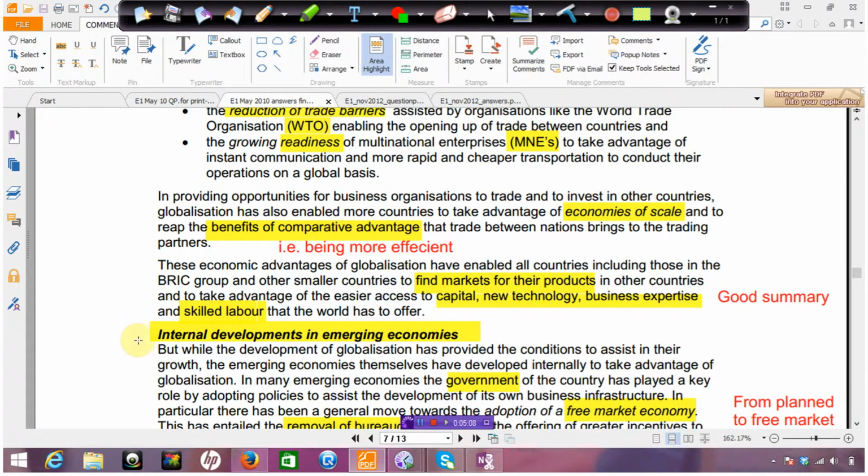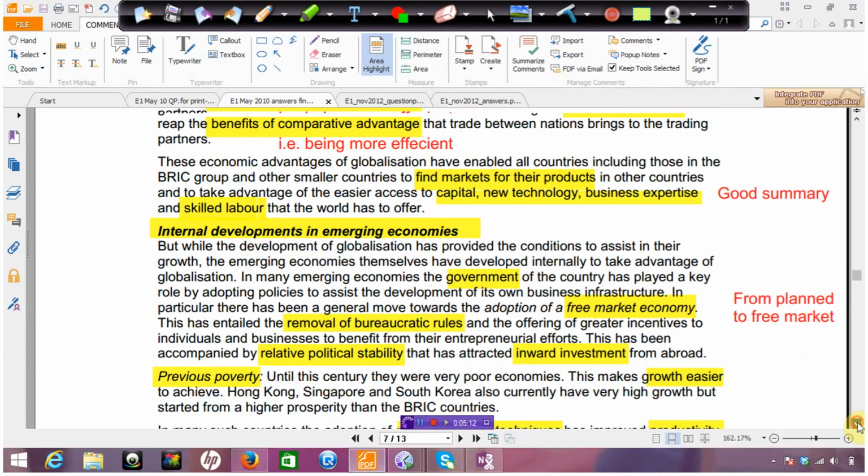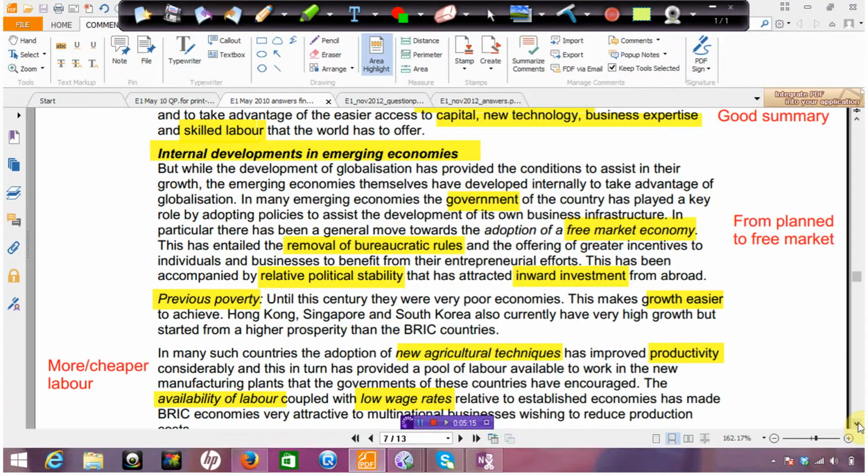And then what they do in the next part, as I said above, is talk about factors that are perhaps more specific to some or perhaps even all of the BRIC economies. So really what we're talking about there is internal developments over the last 40, 50, 60 years. And the key one there is the attitude of governments. To a large extent, countries have moved from what we call planned to more free market economies. And as a result of that, bureaucratic rules have been removed.